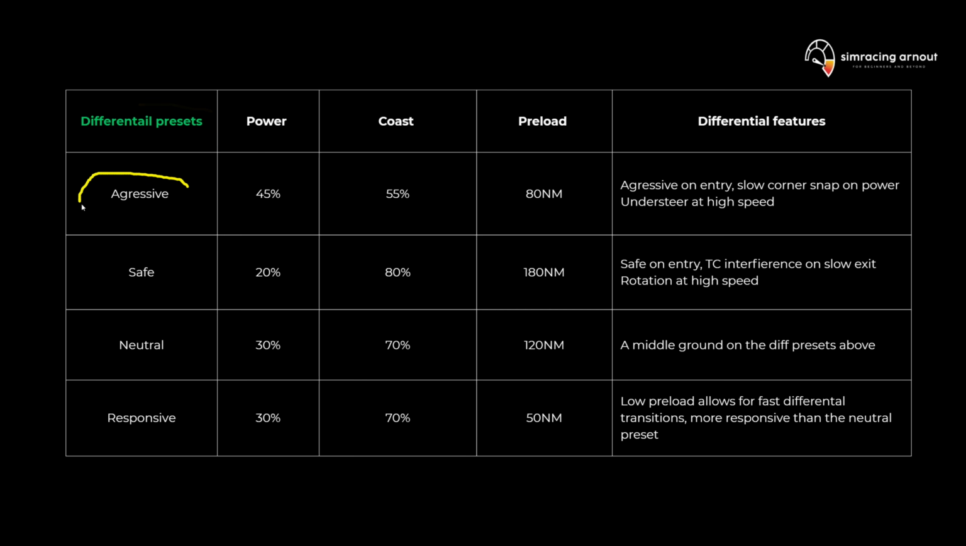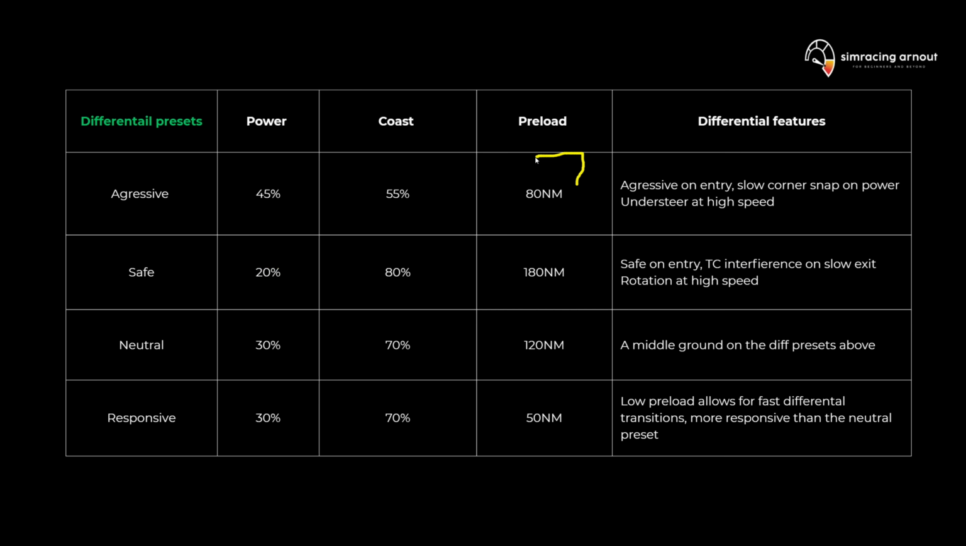For instance, you have aggressive, might have more power and a coast value and the preload. And yeah, have a look at these. Take this with a nuance. Some cars are really not that safe with 20% on the power, but you could offset this with more TC, like it's over here: more TC interference, slower exit rotation at speed. It depends a little bit on the car.